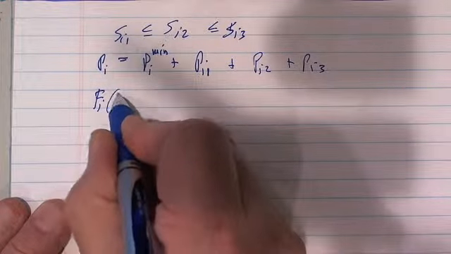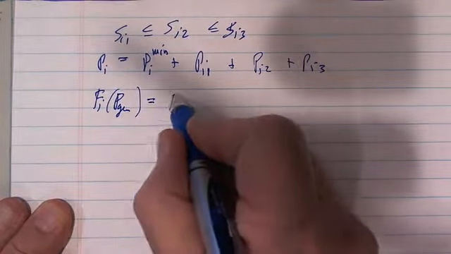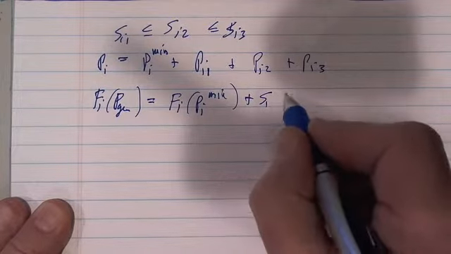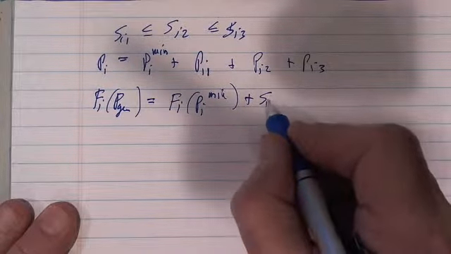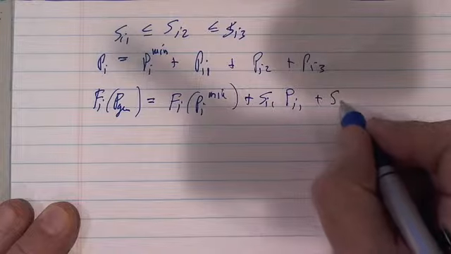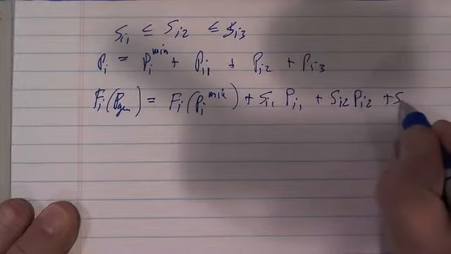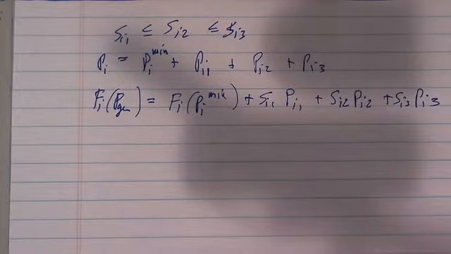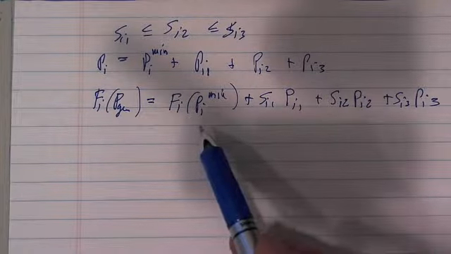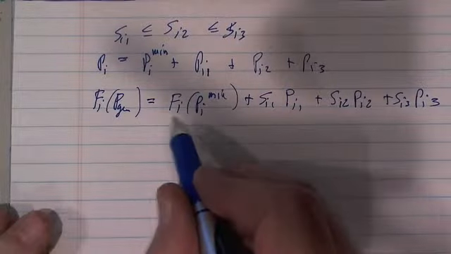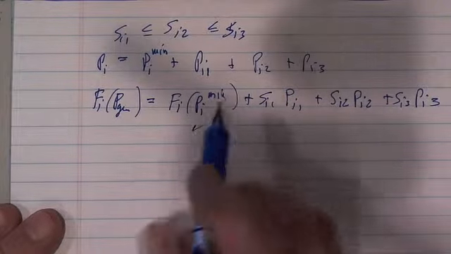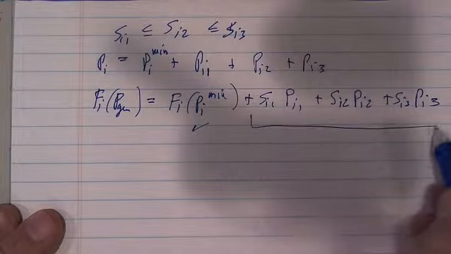The Fi of Pgen is equal to Fi of Pi min plus S1, the first slope times Pi1 plus Si2 Pi2 plus Si3 Pi3. And as one of my professors in undergrad used to say, voila, meaning there. We have converted it to a linear function which has a constant. This is a constant, and in LP, the constants you don't need to worry about. We now have a linear function.